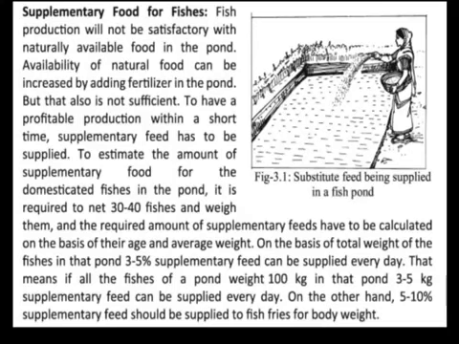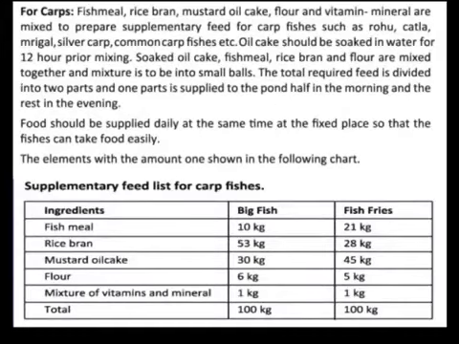On the other hand, 3 to 5% supplementary feed should be supplied to the fish fries according to body weight. In the case of young fishes, with a total amount of 100 kg, we'll have to supply 5 to 10% supplementary feed. For calves, fish meal, rice bran, mustard oil cake, flour and vitamin.